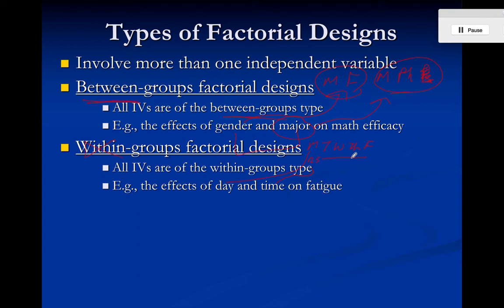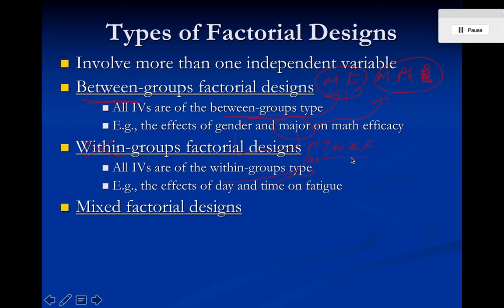Now, is there a situation where you may have something like gender and day? So in other words, you want to test people Monday, Tuesday, Wednesday, Thursday, Friday on fatigue, but you also want to look at differences between males and females. So I want them to be tested all week, but they can only be in one group of gender. And the answer is yes.